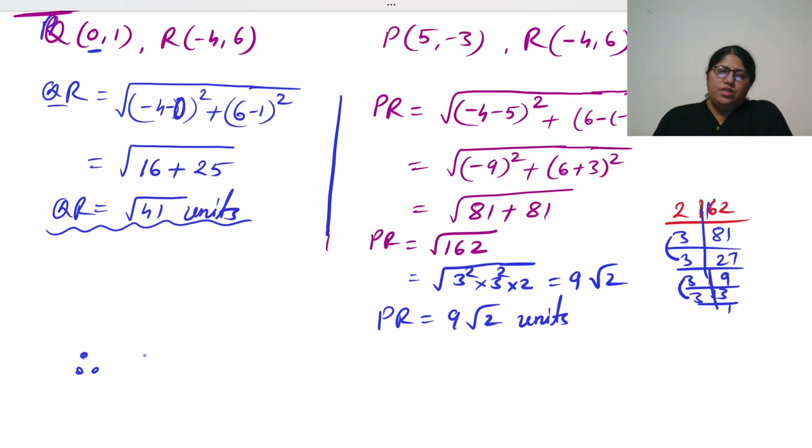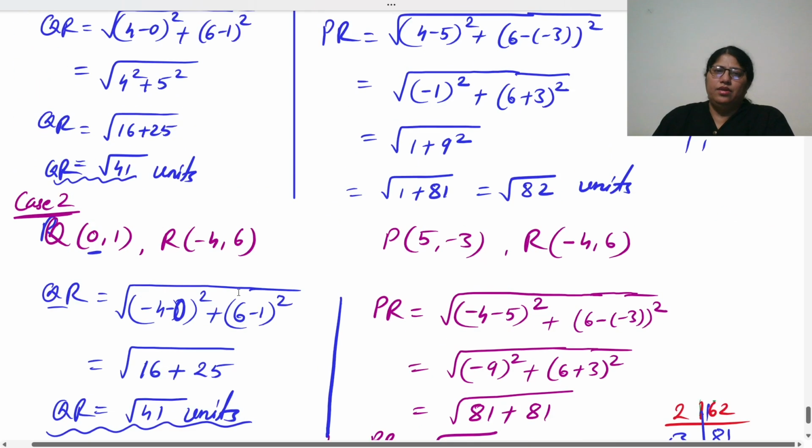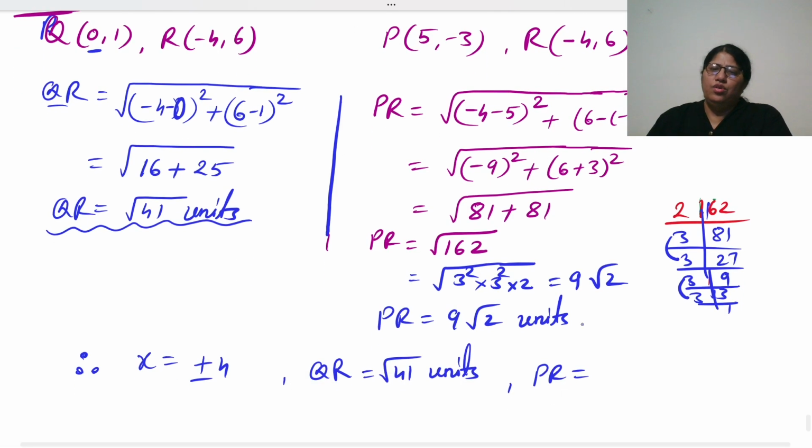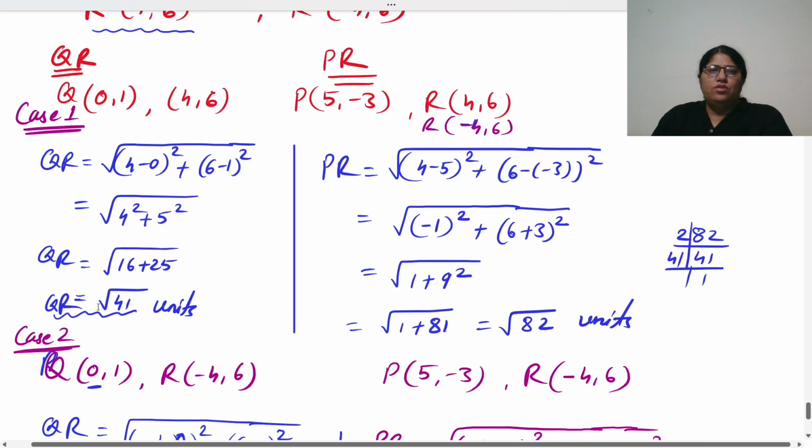So let us write down the first value here. Your x value, you got it as plus minus 4. Then the length of QR is root 41 units. Always conclude your answer. And the length of PR is here root 82, right? Root 82 or 9 root 2 units. Because there are two possible values of x, that is why you are getting this as the answer, right? So hope you got this.